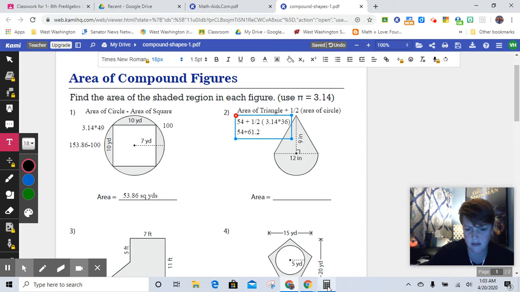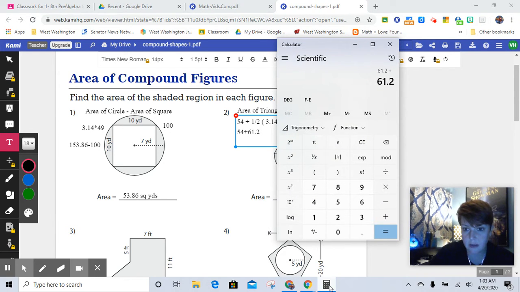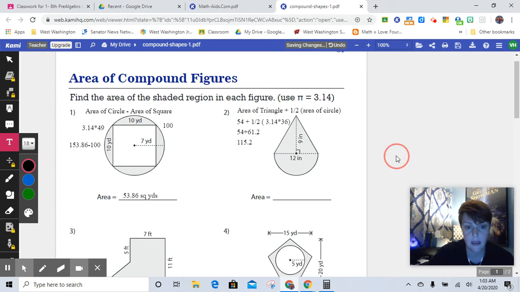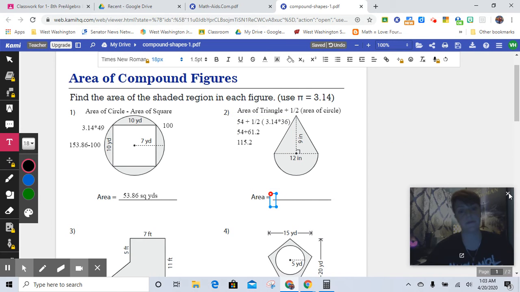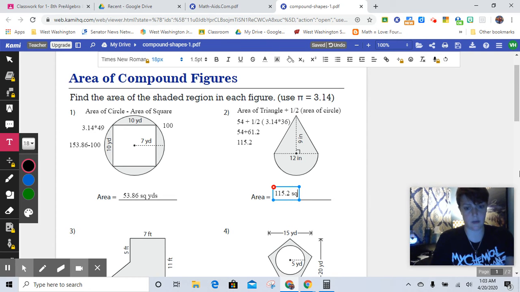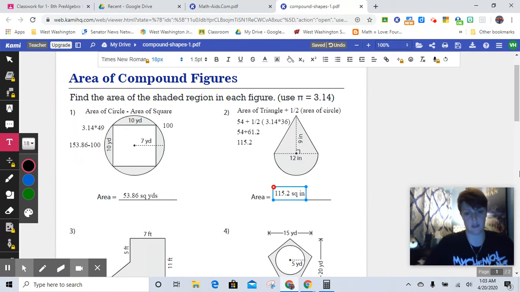Oh no, let's double check that. 61.2, okay. And so then I'm going to add 54 to this because I don't want to make a 15-minute movie. So there we go, 115.2. And so my area, oh dear, that is poorly located. Sorry, guys. 115.2, and this is in square inches.